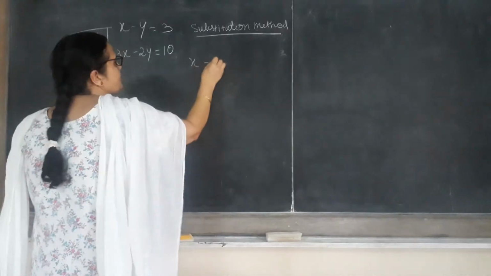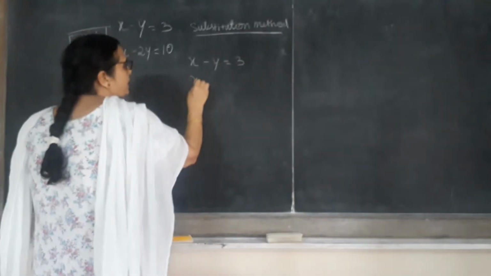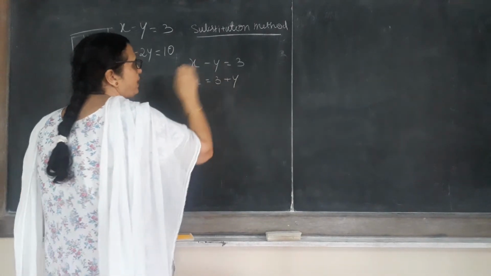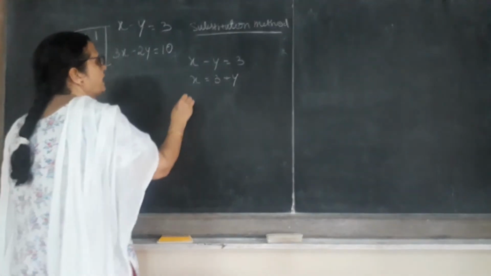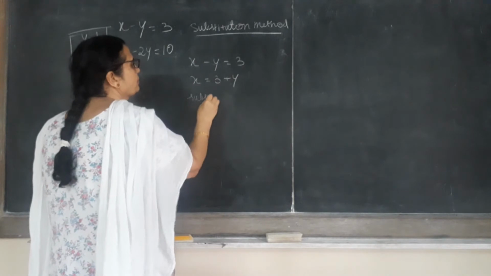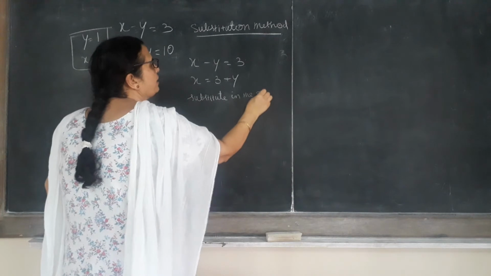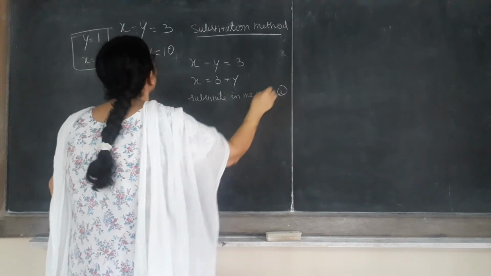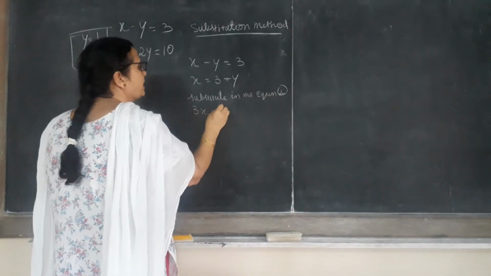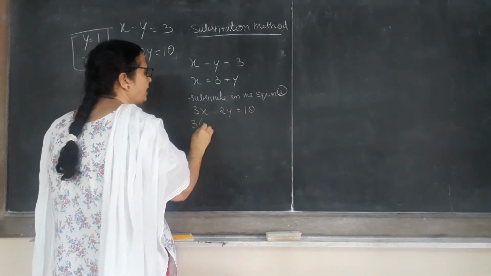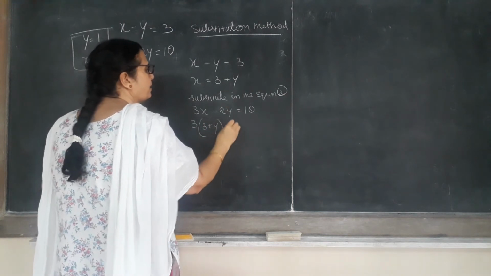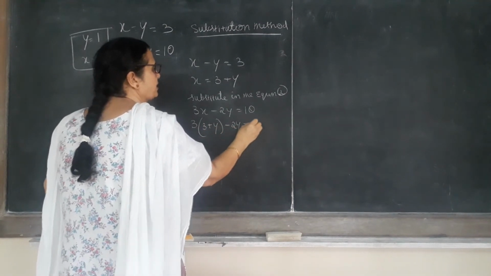Yes. x minus y is equal to 3, so x is equal to 3 plus y. Substitute in the second equation, equation 2: 3x minus 2y is equal to 10. x can be written as 3 plus y, so 3 times (3 plus y) minus 2y is equal to 10.